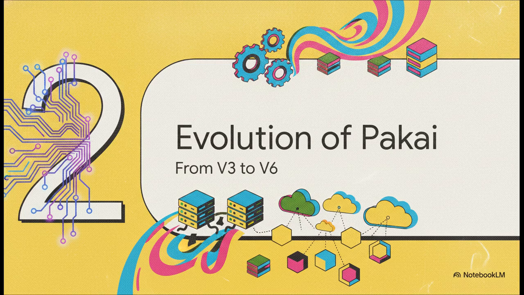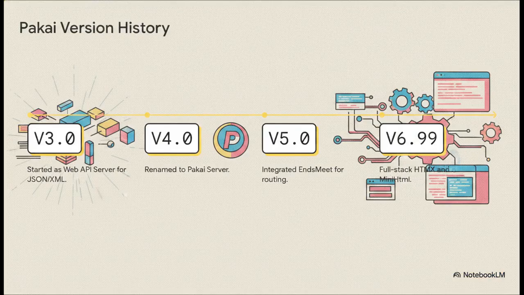All right, moving into Section 2, the evolution of Pakai Server, from version 3 up to version 6. Looking at the chronology, it is honestly amazing how much this has transformed over time. Version 3 started its life simply known as the Web API Server. It was this extremely fast Jetty-based API server returning JSON and XML. Fast forward to version 4, and it gets officially rebranded as Pakai Server. Then version 5 was a major turning point. That's when they introduced the EndsMeet library for global routing and configurations. And then we arrive at version 6, which completely shook up the UI approach by integrating HTMX and server-side HTML generation for a true, robust, full-stack experience.